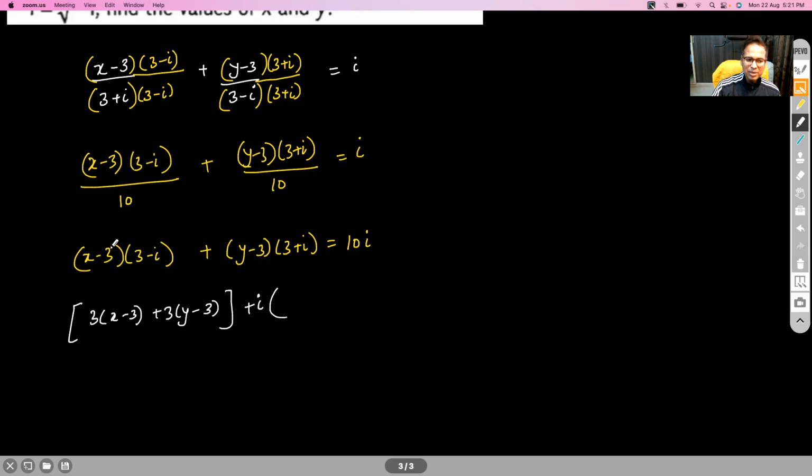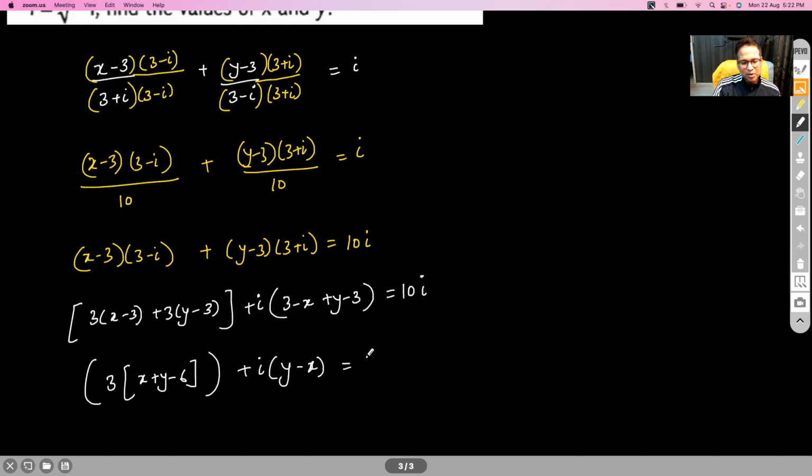So when minus i multiplies with x minus 3, you will get 3 minus x. And when i multiplies with y minus 3, you will get i times y minus 3. So I'm taking i common already out, so don't need to worry about i. Okay. Now on simplification, this gives you 3 times x plus y minus 6 as the real part, and imaginary part will be y minus x. Okay. Now even this 10i, I will write it as 0 plus 10i.